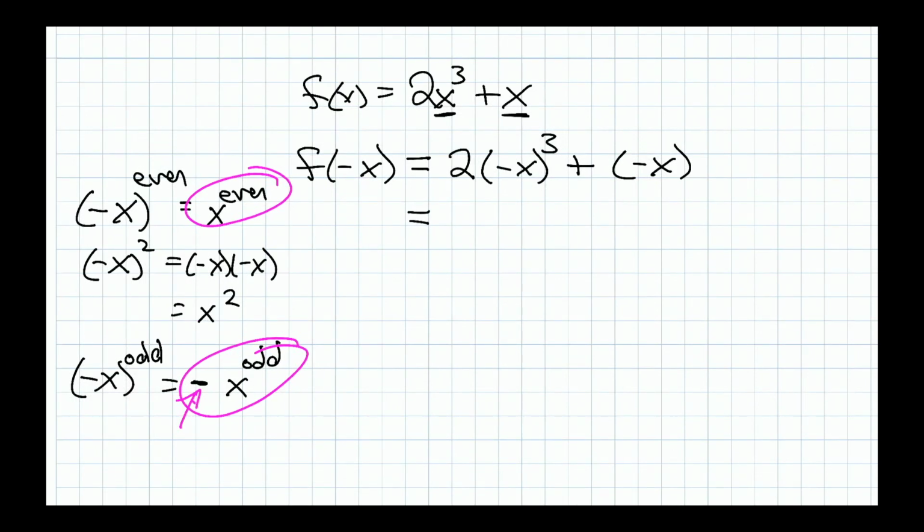So you don't want to have to think about it too hard. When I'm doing this right here, I go, okay, 2 is 2, and then I have negative x to the 3. Well, because 3 is odd, I can just drop those parentheses and have negative x to the odd, so times negative x to the 3. It'll be negative. And here there's nothing to do, it's just negative. So you work it out, you get negative 2x cubed minus x.